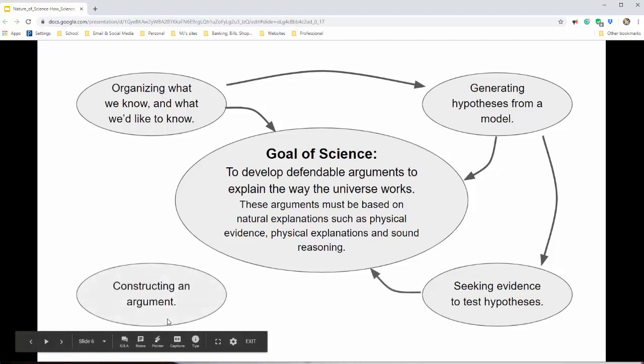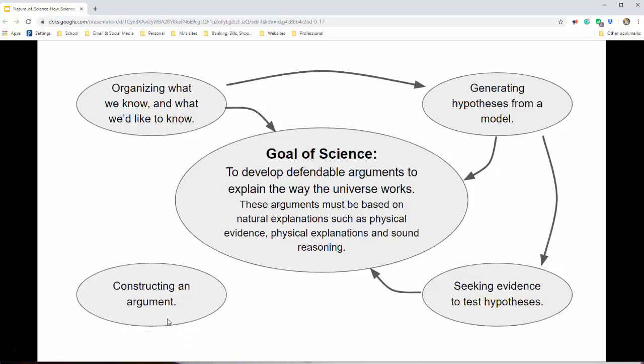All right, then we're going to go to constructing an argument. We've done testing, we've sought evidence. We're going to construct the argument, and that's a tough thing. You think constructing an argument's easy, right? Maybe. And the science is not. In the sciences, it's not.